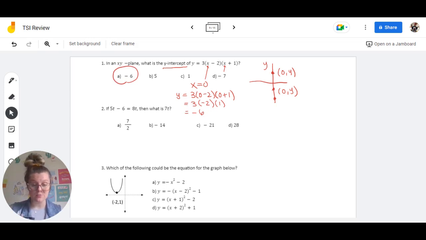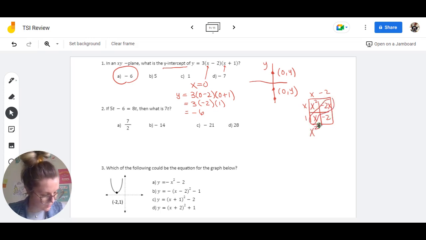Now, your other option, because this is two parentheses, when I have two parentheses, I can multiply them out. So you could do your box. You could put your x minus 2 on top, your x plus 1 down here, multiply everything out, and then combine your terms, x squared plus x minus 2, minus x there. And then that's going to be in parentheses.